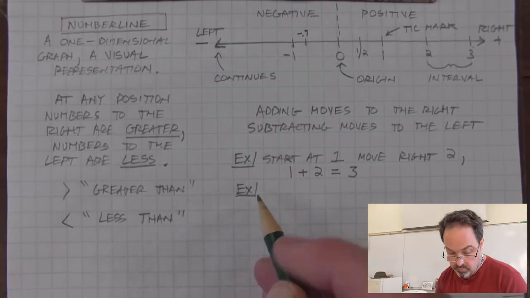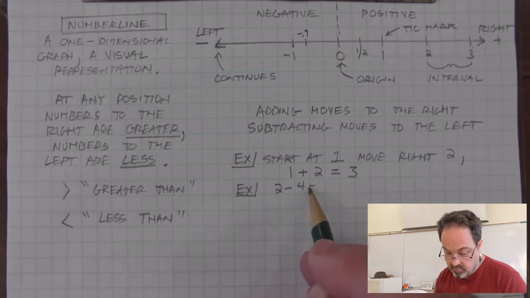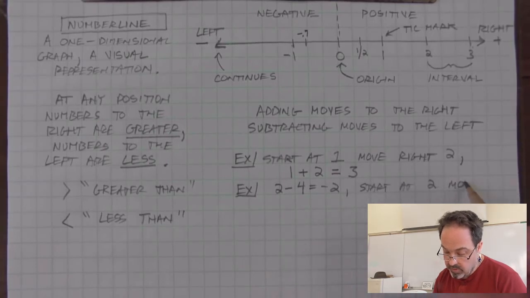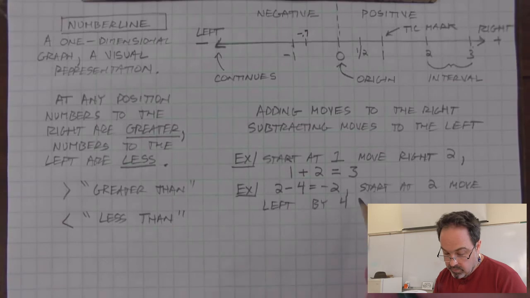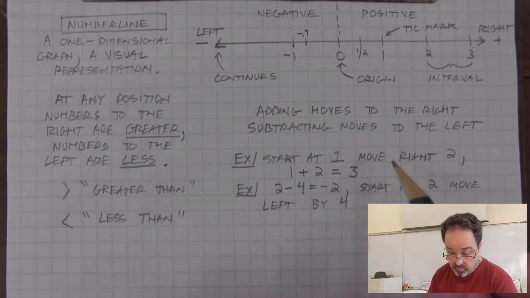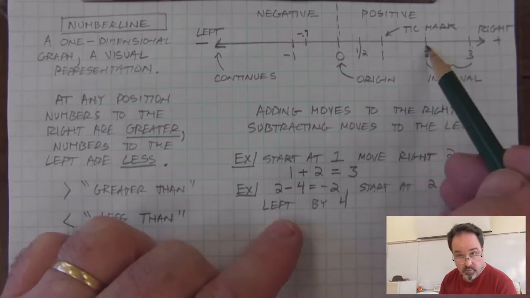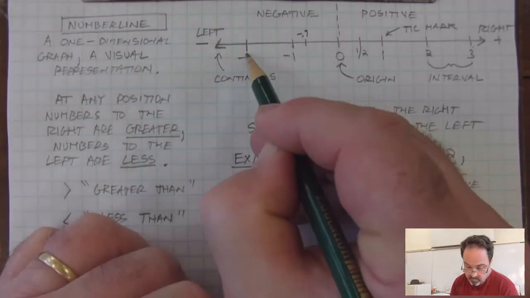Another example, we could think of the problem 2 minus 4 is equal to -2. Using the number line, we start at 2, and then move left because we're subtracting by 4. Many of us could do this in our head, but we can use a number line to visualize and track the answer to this problem. We start at 2, we move left by 1, 2, 3, 4, and where we end up is at -2.